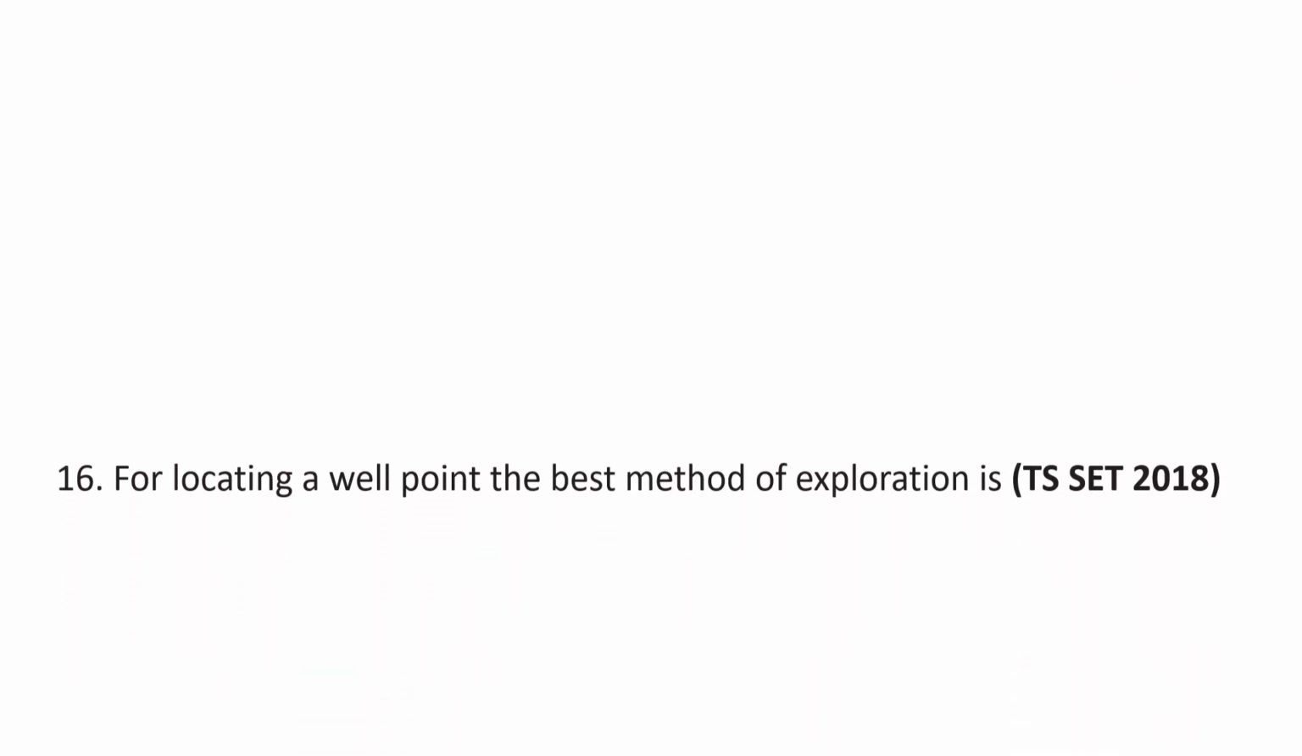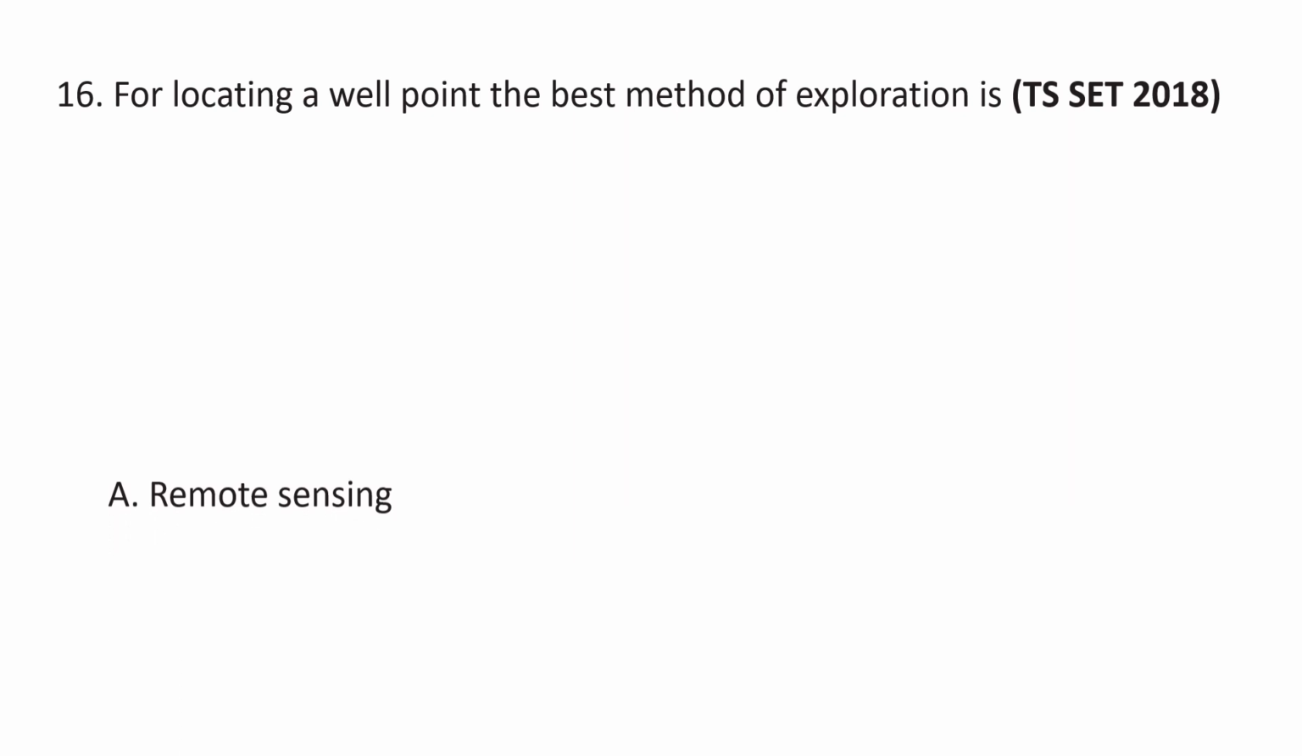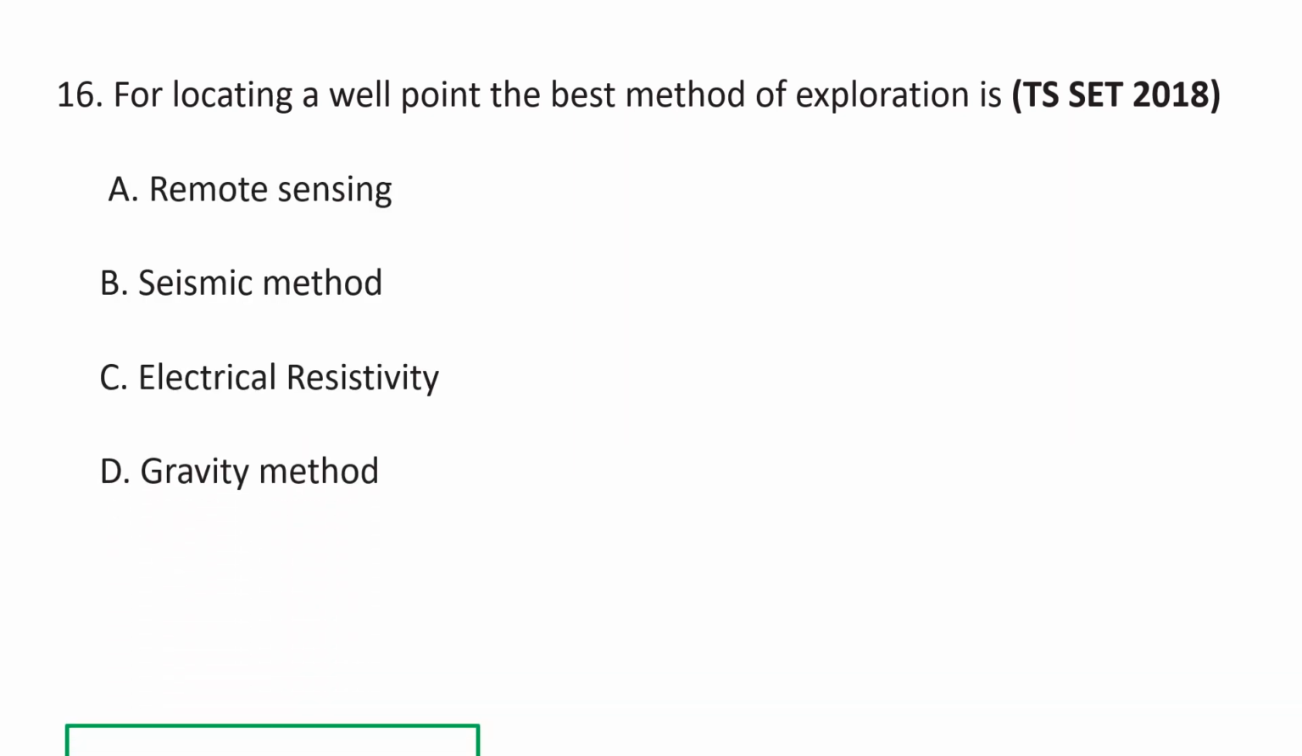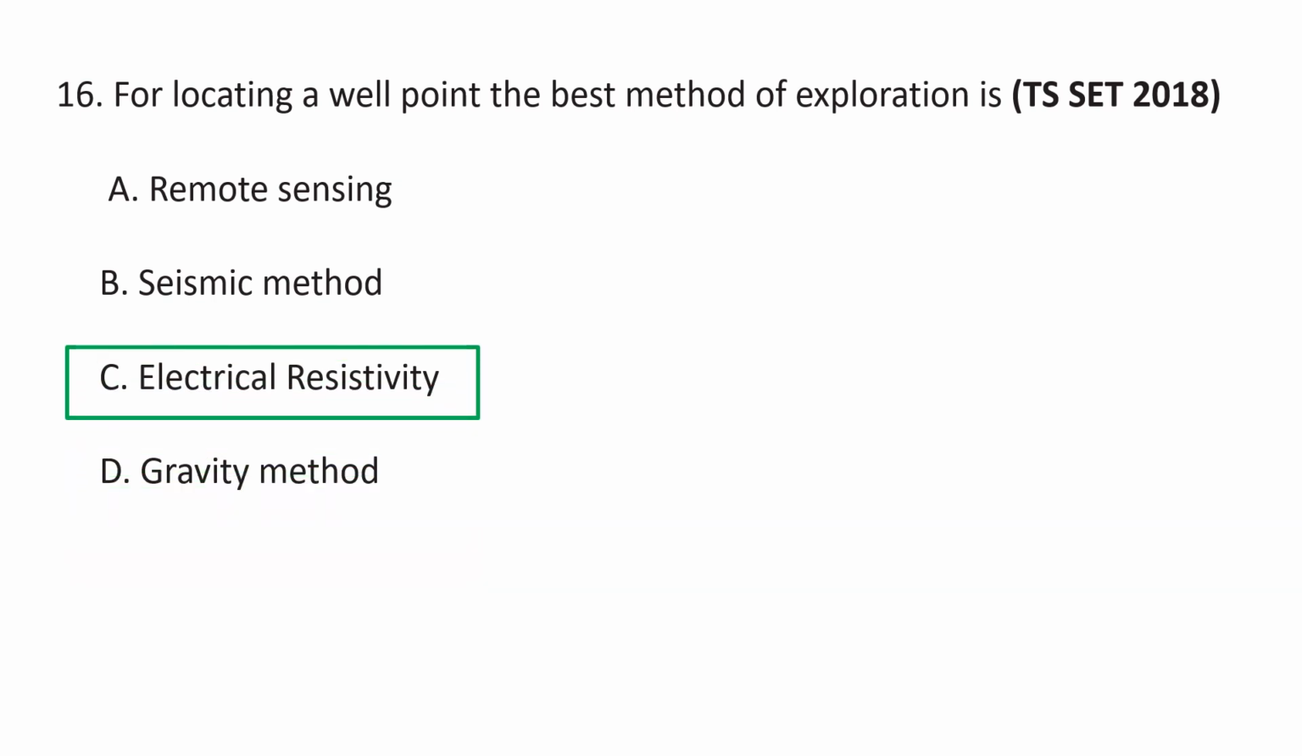Next question. For locating a well point, the best method of exploration is A. Remote sensing, B. Seismic method, C. Electrical resistivity, and D. Gravity method. So obviously electrical resistivity is the best method for locating a well point.